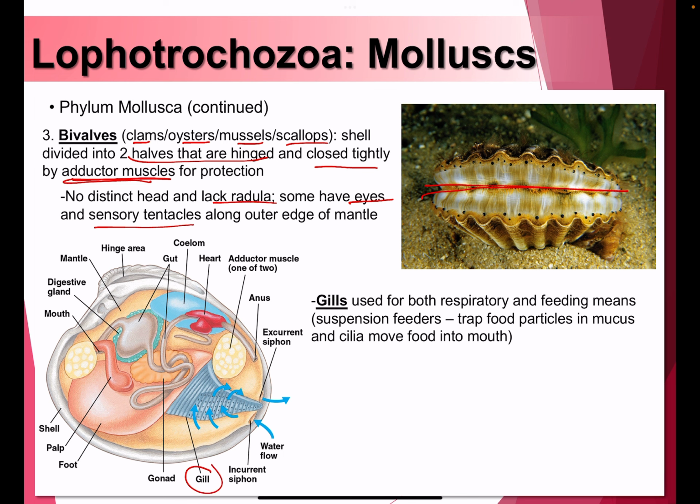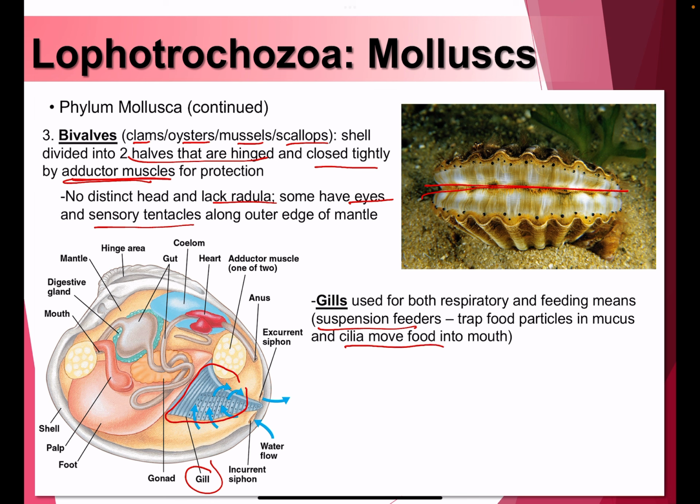There's a gill, which is this portion right here, the segmented portion. It is both for gas exchange and also for feeding purposes, because they don't move constantly. Once they find a spot they like, they can stay there. So they are suspension feeders. That's why they don't need a radula in that case. They can trap food particles within the mucus and then use cilia to move the food into the mouth.